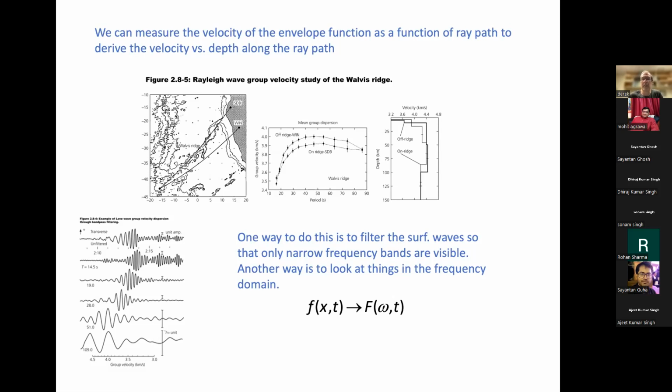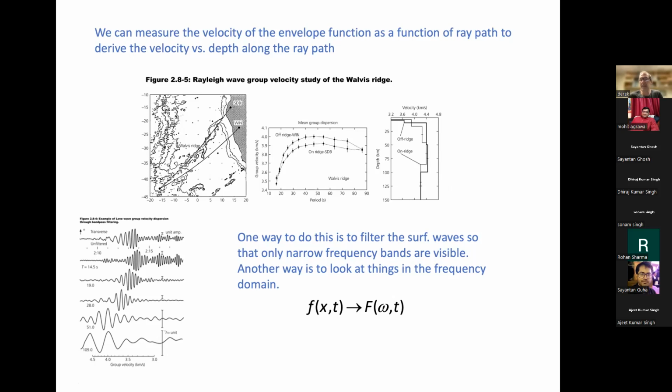And you can convert the group velocity to S-wave velocity as a function of depth. And they found this here. What they found is that the off-ridge velocity was lower, particularly above 50 kilometers depth. All that is doing is a bandpass filter on the Love waves and calculating the position of each envelope. That gives you the time it takes, which gives you the group velocity.